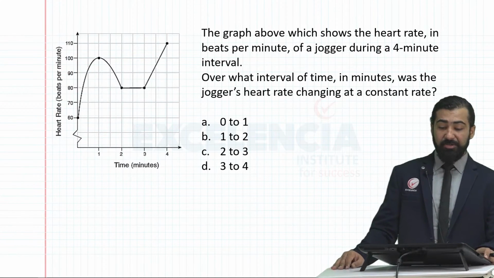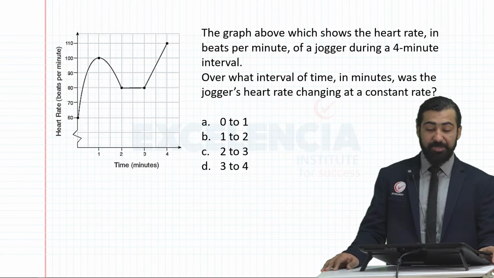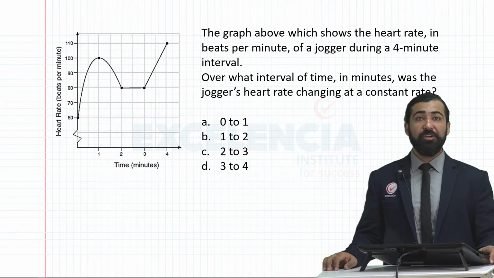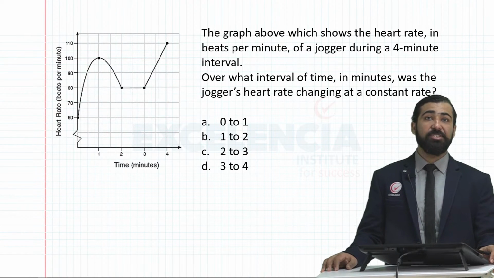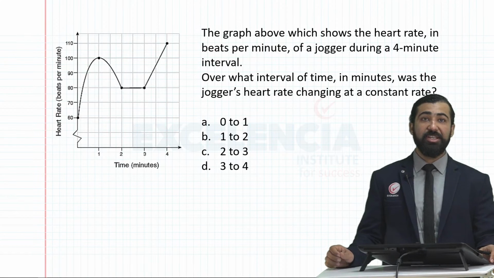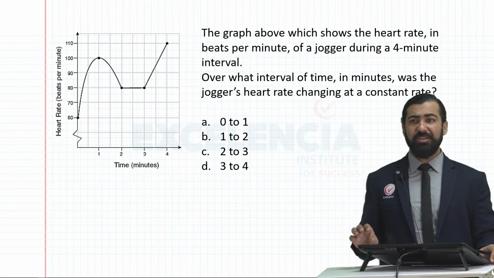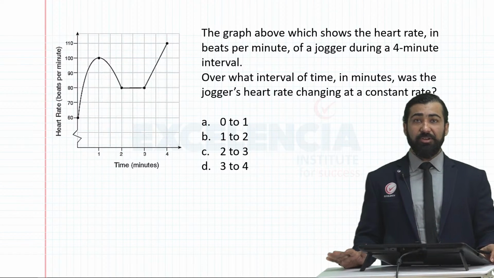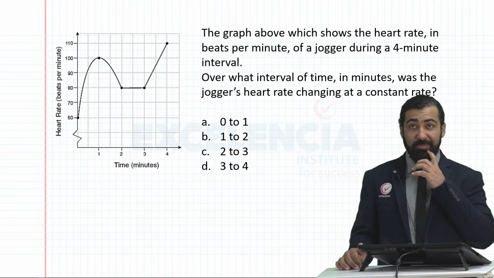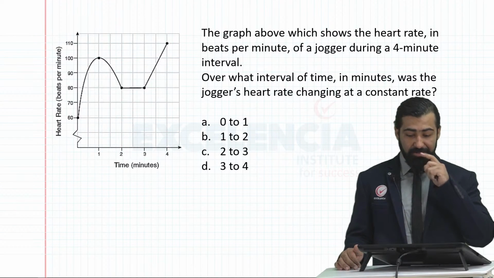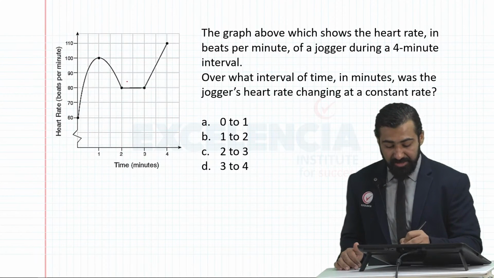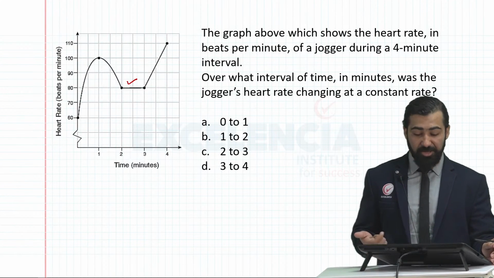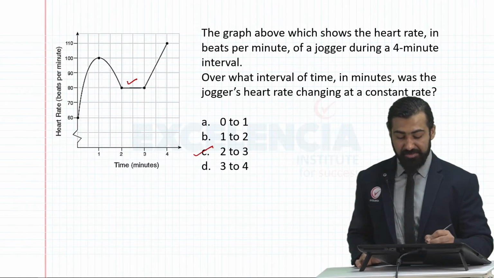So the graph above shows the heart rate in beats per minute of a jogger during a 4-minute interval. Over what interval of time in minutes was the jogger's heart rate changing at a constant rate? At a constant rate, as in the value remained constant. Okay, so if value remains constant, that means the line will be flat, parallel to the x-axis, which is here. It was constantly at 80 between 2 and 3. So our answer becomes 2 to 3.